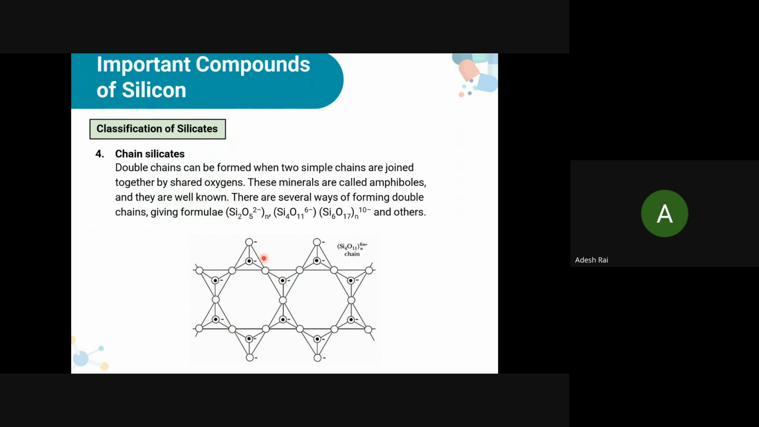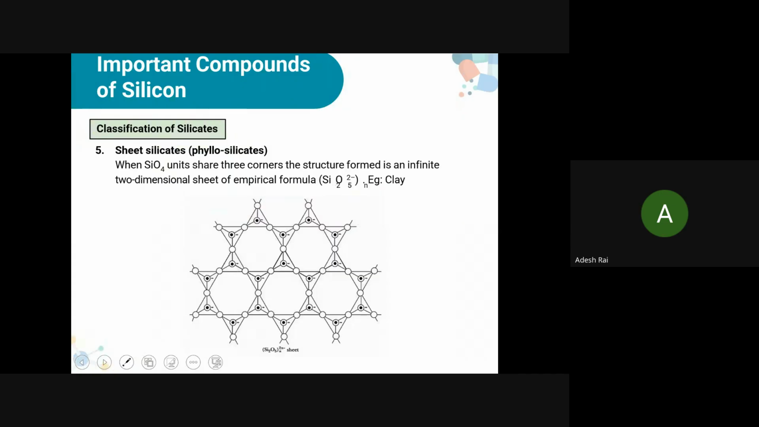Moving on. Sheet silicates. In sheet silicates, when the SiO4 unit shares three corners, the structure formed is an infinite two-dimensional sheet of the empirical formula Si2O5 2-. Example: clay. So in sheet silicate, the SiO4 unit will share three corners.